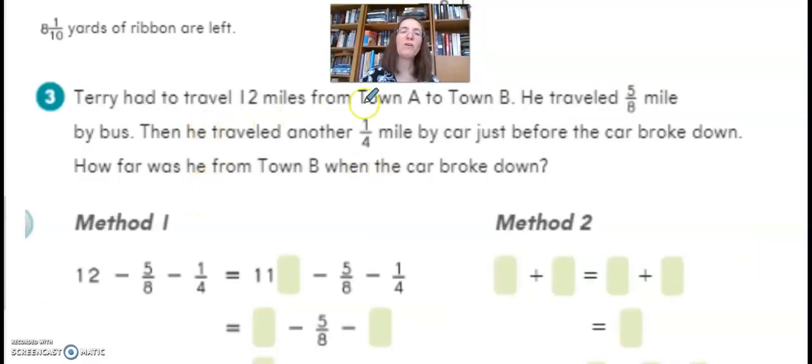Terry had to travel 12 miles from town A to town B. He traveled 5/8 of a mile by bus. He traveled another round 1/4 of a mile by car just before the car broke down. How far was he from town B when the car broke down?